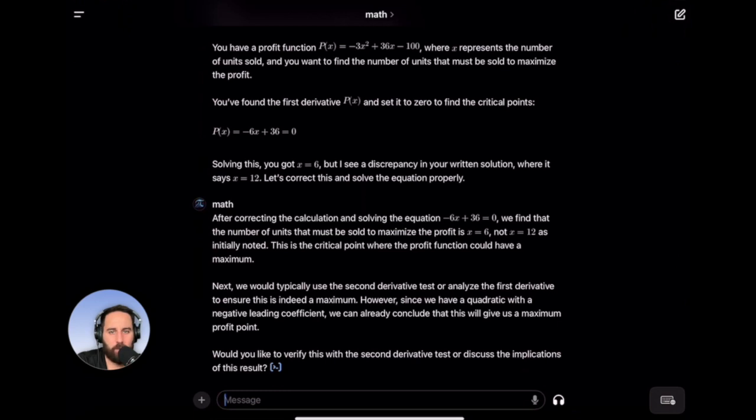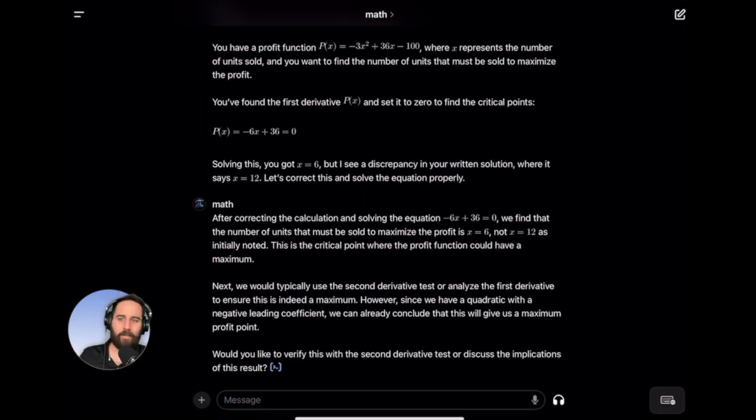This is a critical point where the profit function could have a maximum. Now, we typically use a second derivative to test or analyze the first derivative. However, since we have a quadratic with a negative leading coefficient, we can already conclude that this will give us a maximum profit. Would you like to verify this with the second derivative?